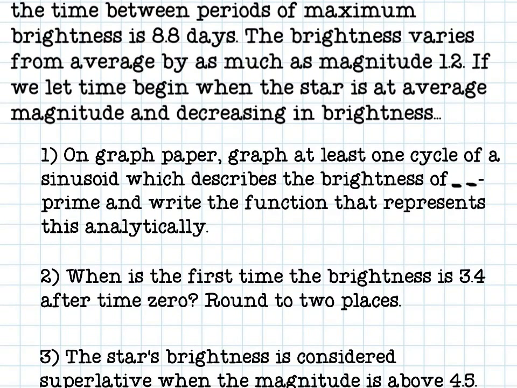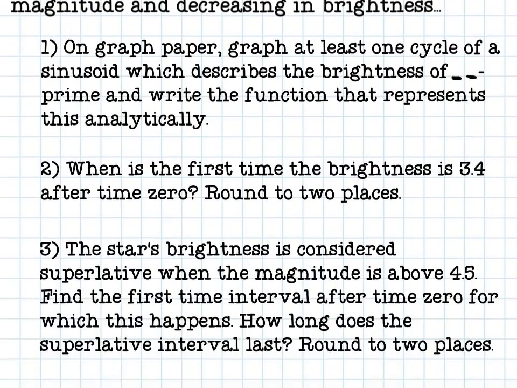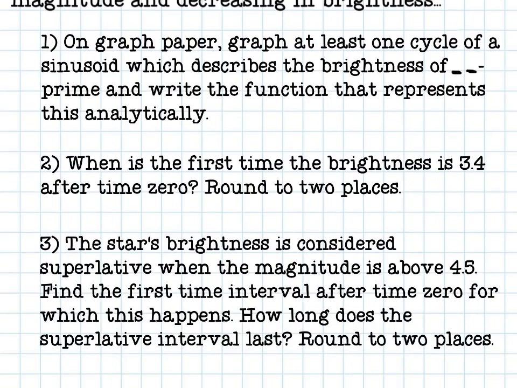what we want to do is, on graph paper, graph at least one cycle of the sinusoid, which describes the brightness of delta prime, and write a function that represents this analytically. Number 2, when is the first time the brightness is 3.4 after time 0, and then round to 2 places. Then 3, the star's brightness is considered superlative when the magnitude is above 4.5. Find the first time interval after time 0 for which this happens. How long does the superlative interval last? Round to 2 places.